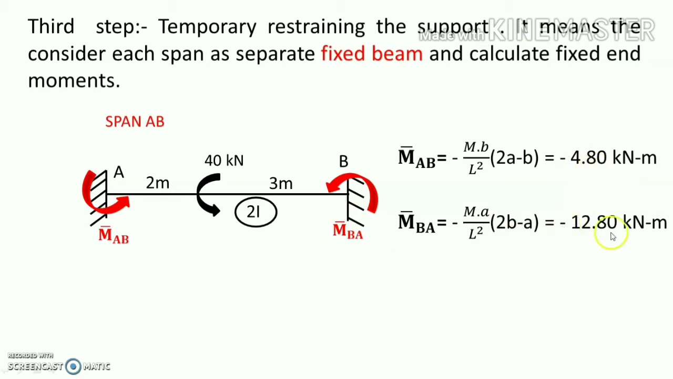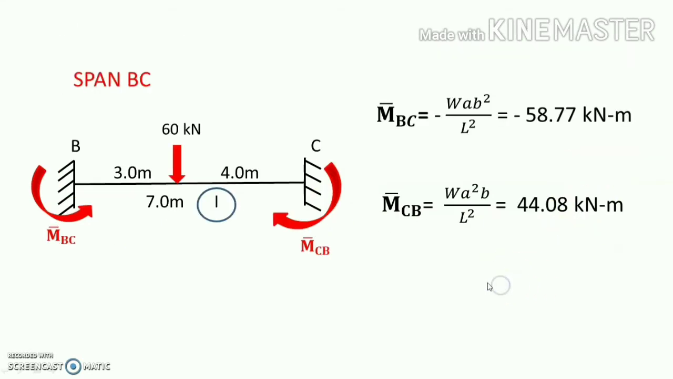In the same way, consider BC as a separate fixed beam, and these are the fixed end moments M bar BC and M bar CB. We know this formula: W A B square by L square, and W A square B by L square. Now, important here, this sign is minus because this moment is anti-clockwise, and this is plus because this moment is clockwise. So, this gives minus 58.77 and 44.08.